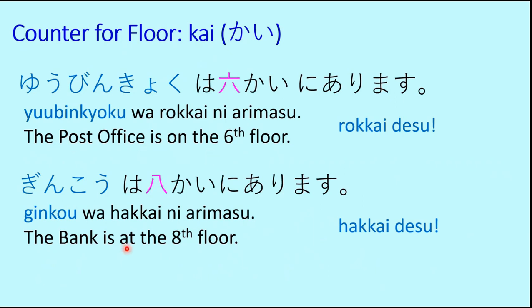So both of these English sentences have the same description in Japanese, which is Yubin kyoku wa rokkai ni arimasu, ginko wa hakkai ni arimasu. That is thing wa place ni arimasu. So that common structure will be followed, even though the specific sentences are different in English.